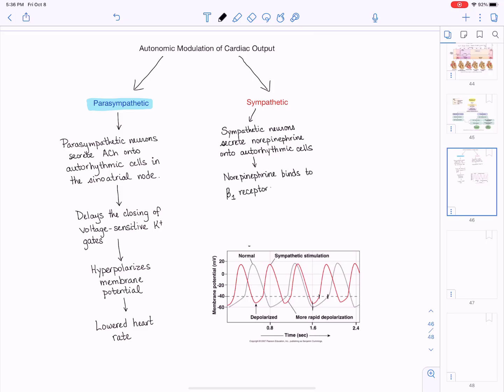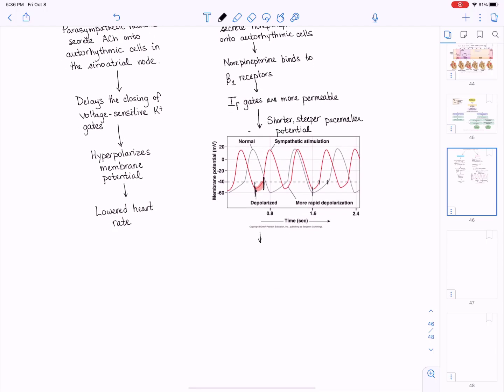When norepinephrine binds to beta-1 receptors in autorhythmic cells, it changes how the IF gates behave. It untwists them and makes them more permeable. The consequence, of course, is that the pacemaker potential is going to be shorter and steeper. And this leads to a shorter time before the pacemaker potential reaches threshold, and therefore more frequent action potentials in a minute. In other words, a faster heart rate.